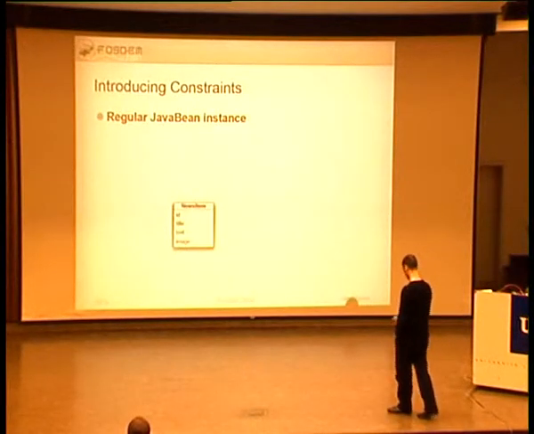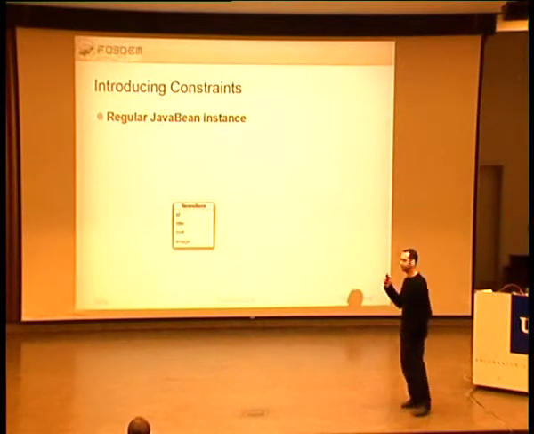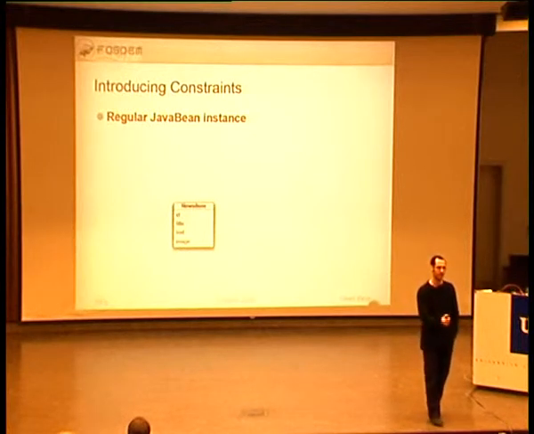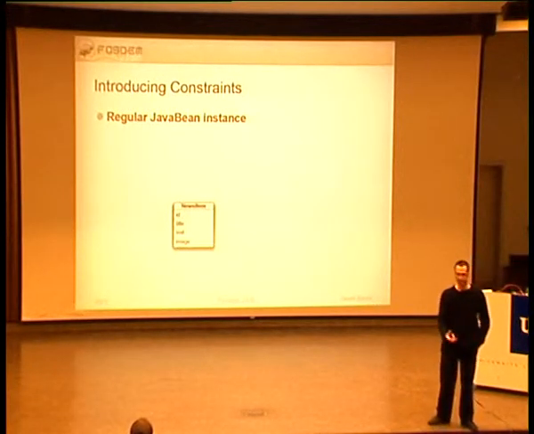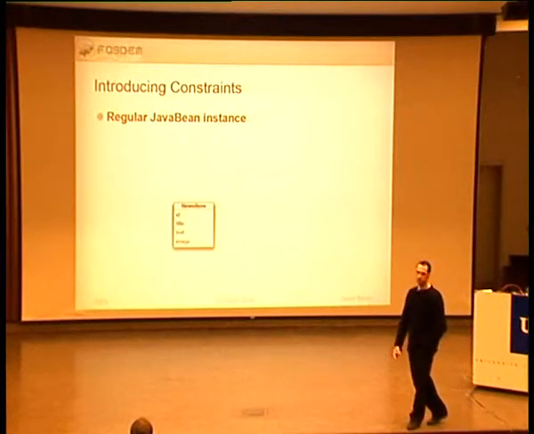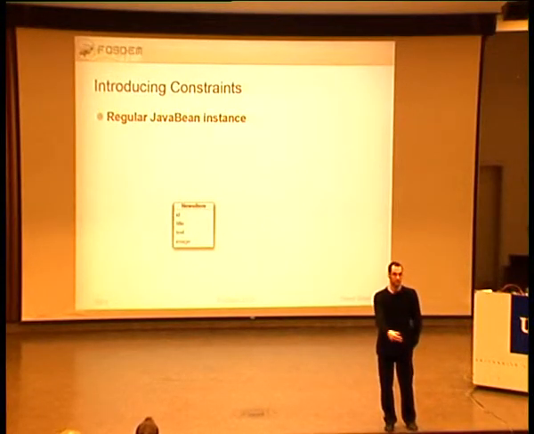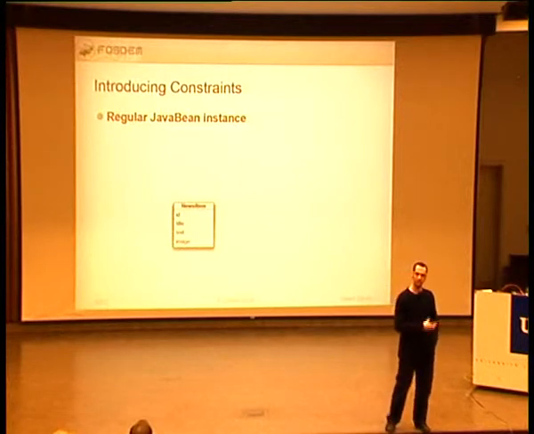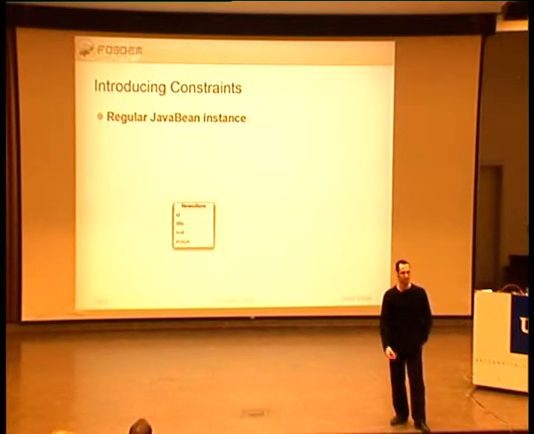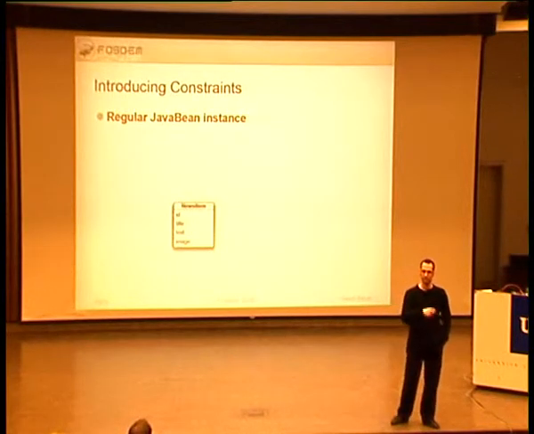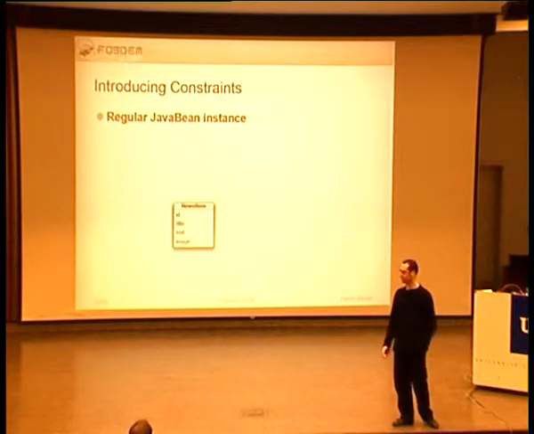So this is a regular Java Bean instance. I've got a news item, and it's got an ID to identify it, instead of identifying it textually. It's got a title, which is just a regular string. It's got text, which has to be XHTML, because I want to write a nice news item. I want to be able to format it, and I have an image that can be attached to it that will be displayed.